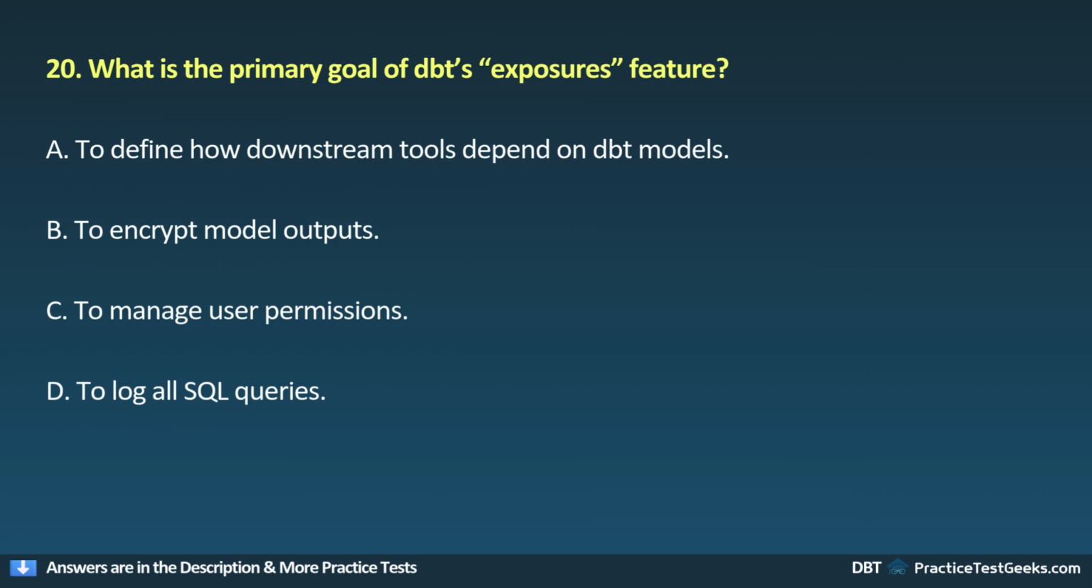20. What is the primary goal of DBT's exposures feature? A. To define how downstream tools depend on DBT models. B. To encrypt model outputs. C. To manage user permissions. D. To log all SQL queries.